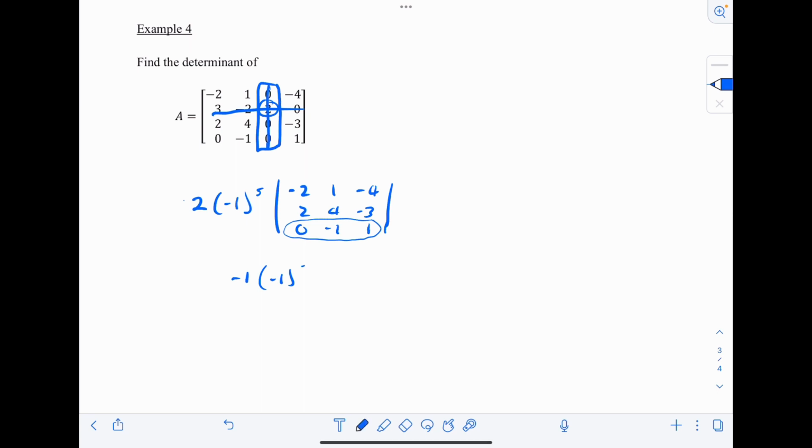And then times the determinant of the matrix -2, -4, and 2, -3. And then plus, so this is really the determinant of A that we're finding here, plus, now I'm going to look at the 1, so that's my entry, times -1 to the power of 6, row 3, column 3, times the determinant of -2, 1, 2, 4.